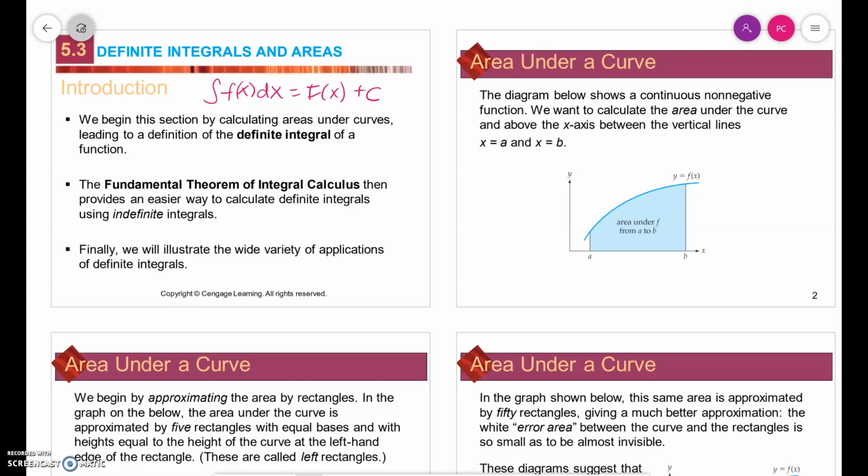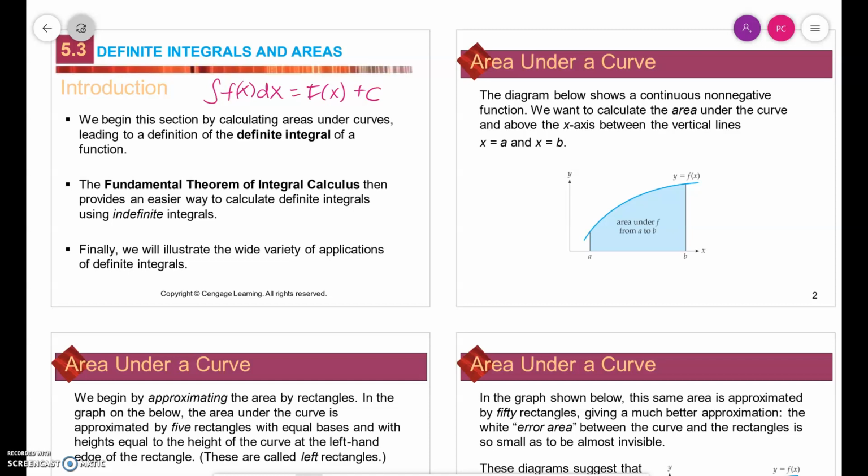We're also going to talk about the fundamental theorem of integral calculus, and this provides an easier way to calculate definite integrals using the indefinite integrals. And then we're going to illustrate the wide variety of applications of definite integrals. Where is it useful? Why do we use it? All right, so we're going to start with the next slide.